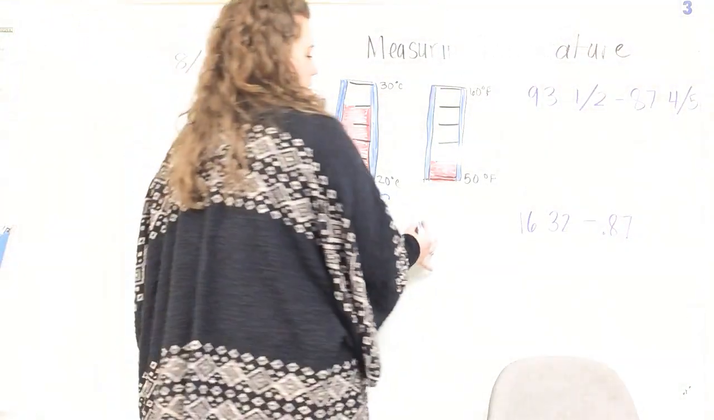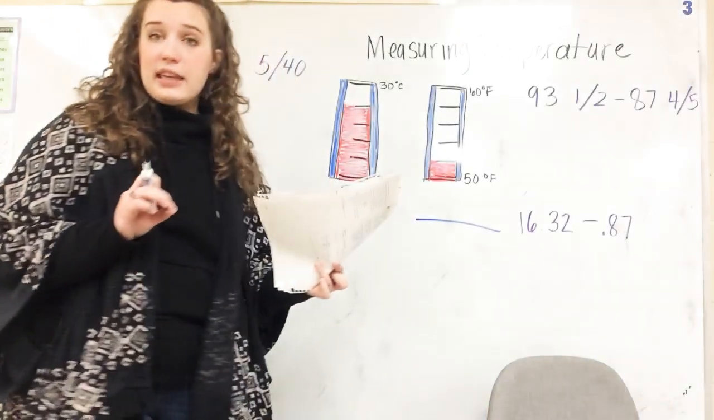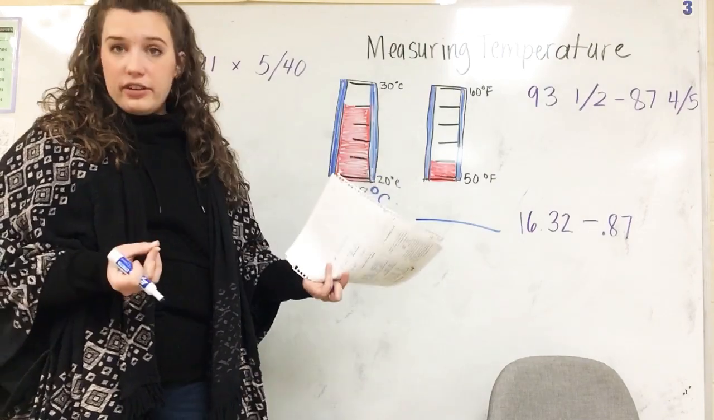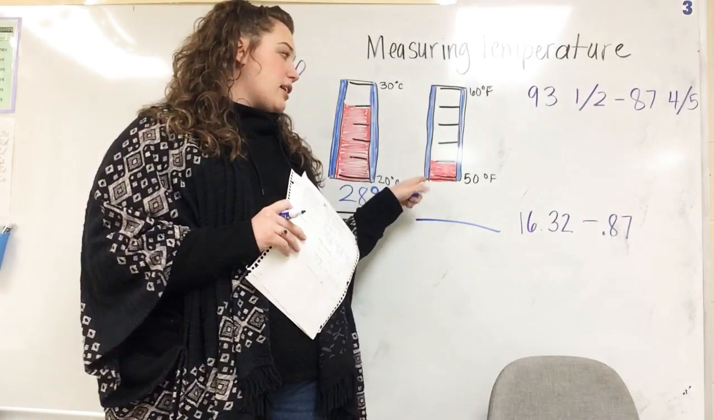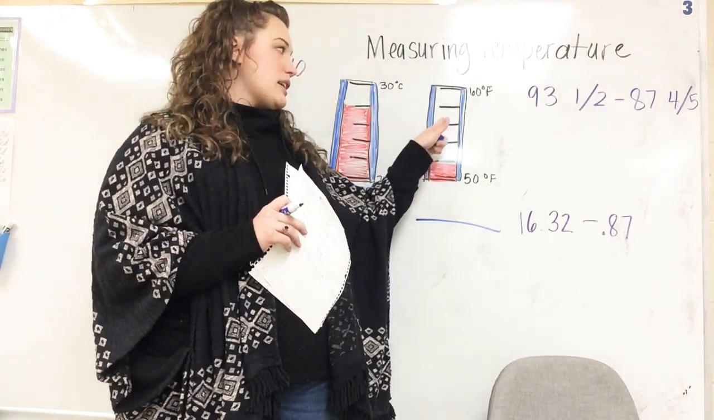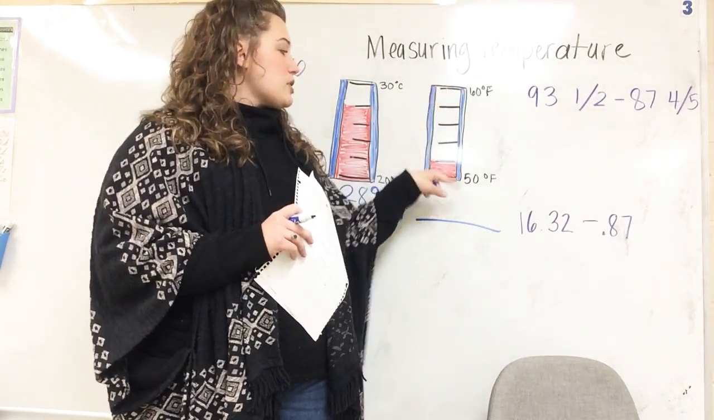So let's go over to letter B. This one is in what scale? Celsius or Fahrenheit? Fahrenheit. Good. So let's look at it. We're starting at 50 degrees up to 60. So is it the same? 2, 4, 6, 8, 10? Yes. So this is just going to be like the first one.